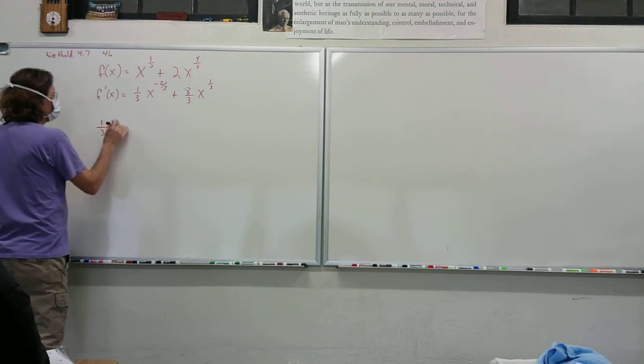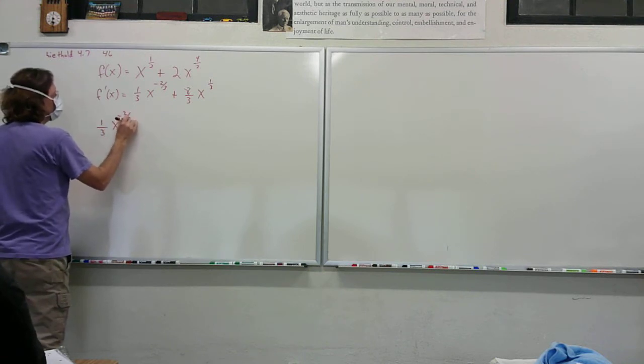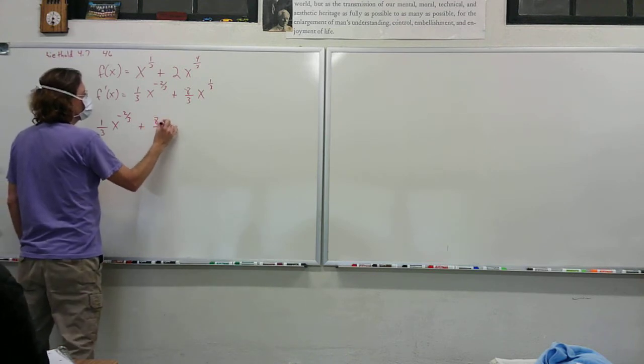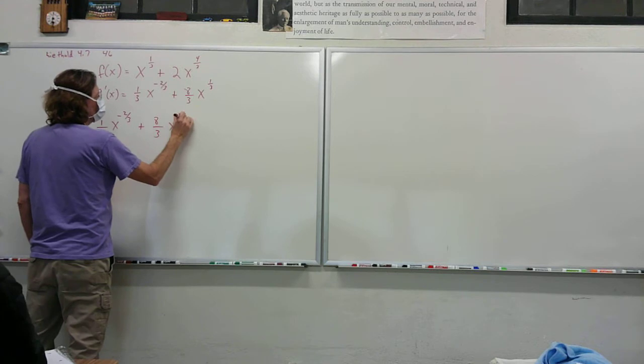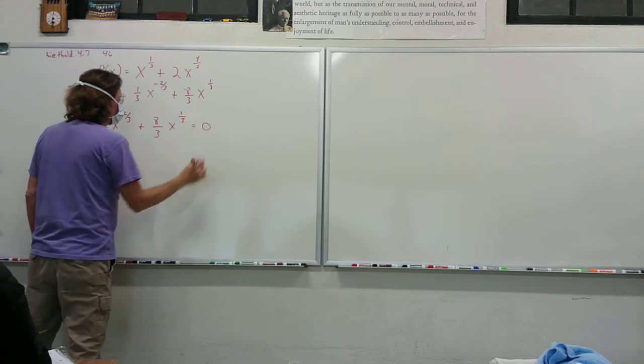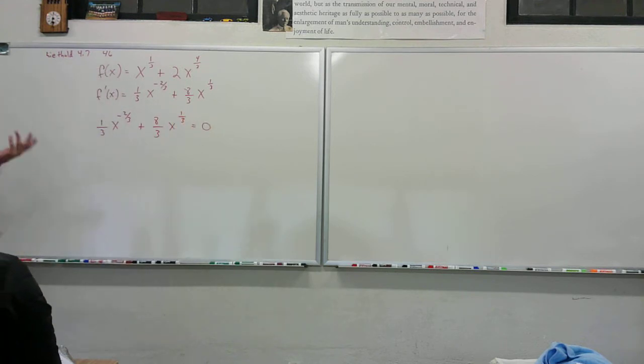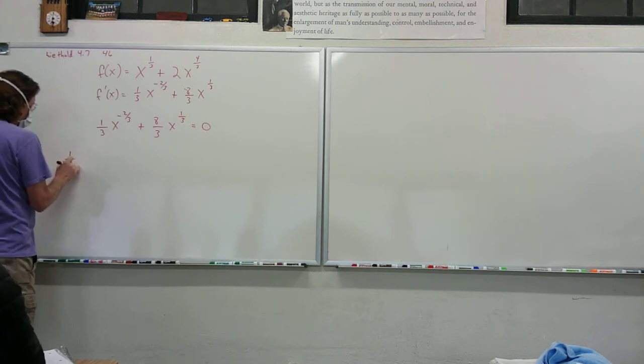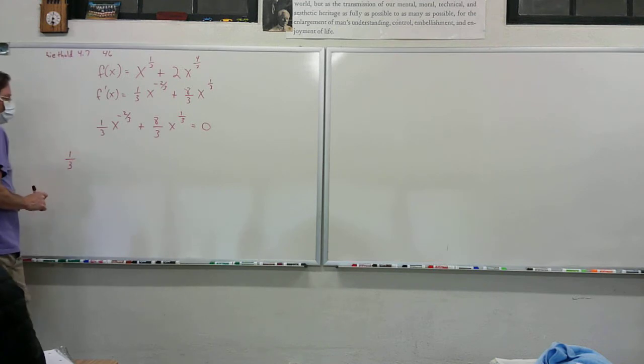1/3 x to the negative 2/3 plus 8/3 x to the 1/3 equals 0. I think everybody here knows I can factor out a 1/3. Is everybody okay with factor out a 1/3? Don't throw it away. I know it doesn't affect where it equals 0, but it's important.